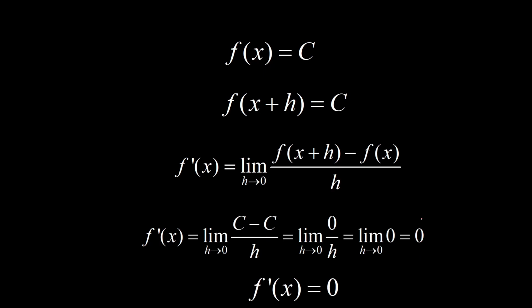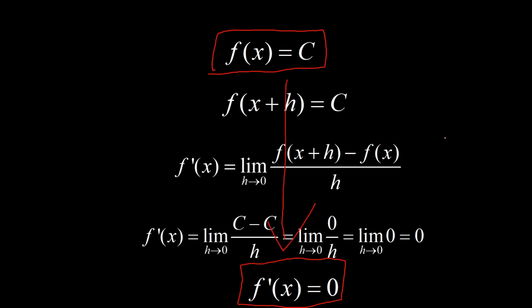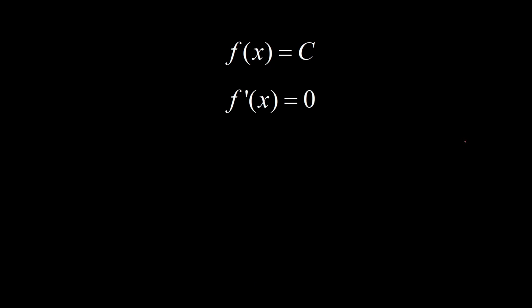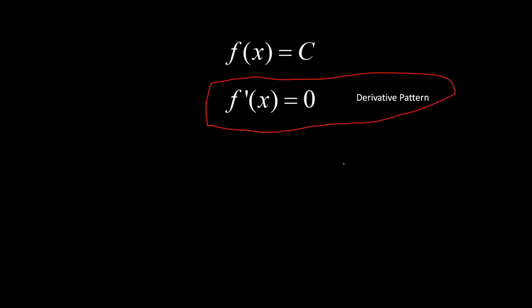So what did we just do here? We just figured out the pattern for this derivative. No matter what function that's a constant, any constant function you want to choose, the derivative will always be this pattern. The derivative of a constant is always 0. And this is what I'm going to call the derivative pattern, just to give it a name so you know what I'm referring to.